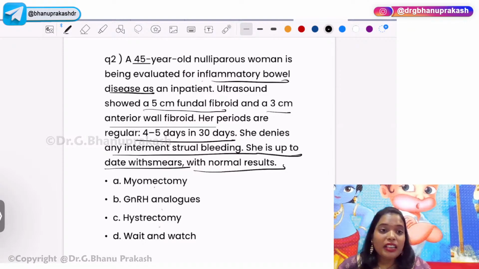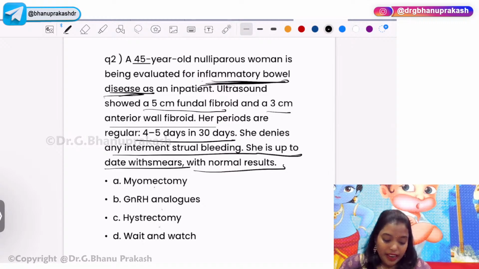In this question, she doesn't want to conceive. She has come for what problem in this question? She has actually come for her inflammatory bowel disease. So she's not bothered about her fertility now at 45 years.